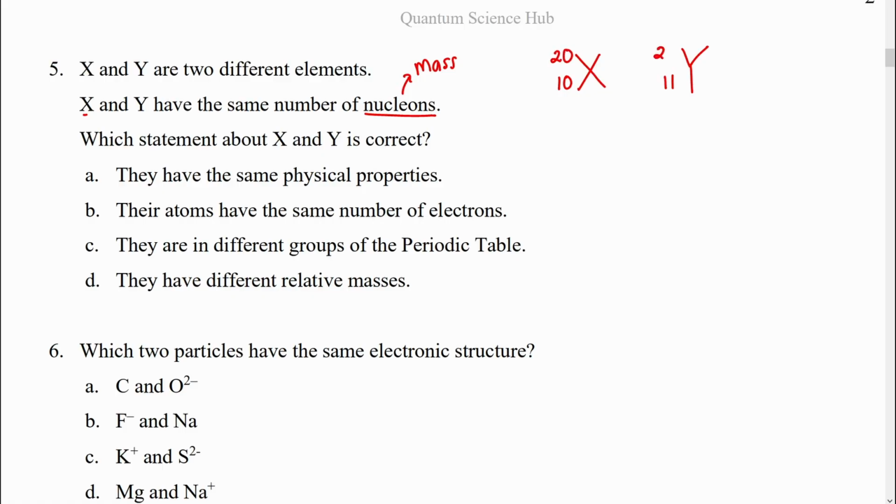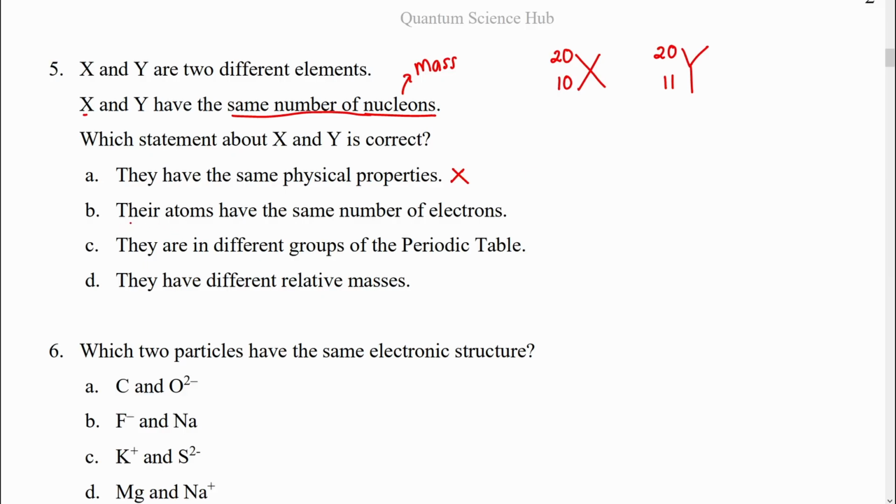And here will also be 20 because they have the same number of nucleons, right? Now let's check the answer. Option A, they have the same physical properties. This is wrong because since they are different elements, it means they will have different physical properties, right?